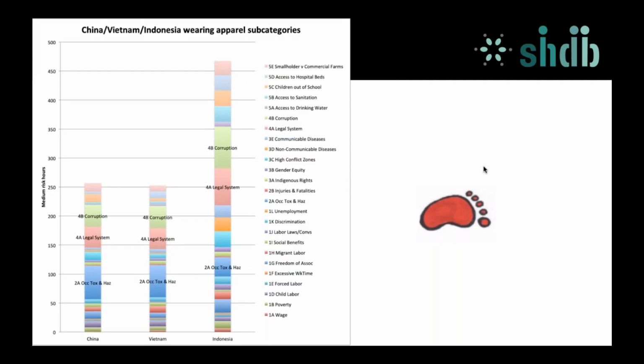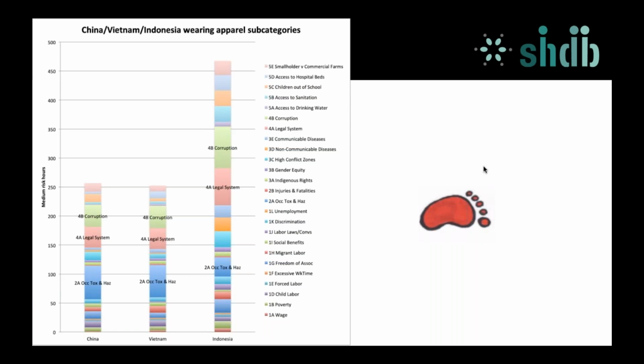The footprint if you source garments from China is the left bar. You can see that it's a combination of different types of social impacts, and all the different colors represent different types of social impacts. Then if you compare that to Vietnam, you have a relatively similar pattern, not only in the overall magnitude, but also the composition of the total social impacts is very similar.